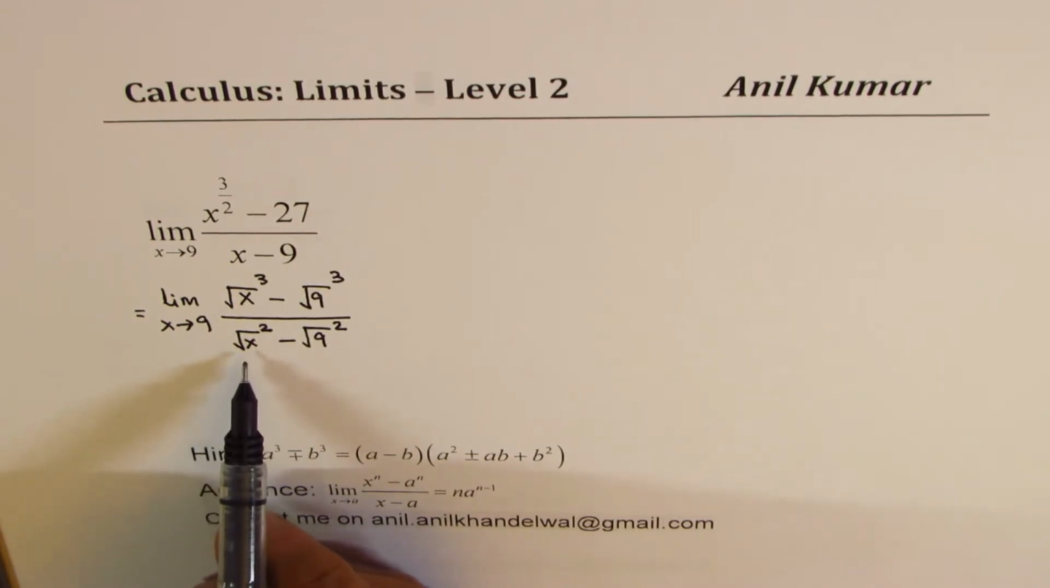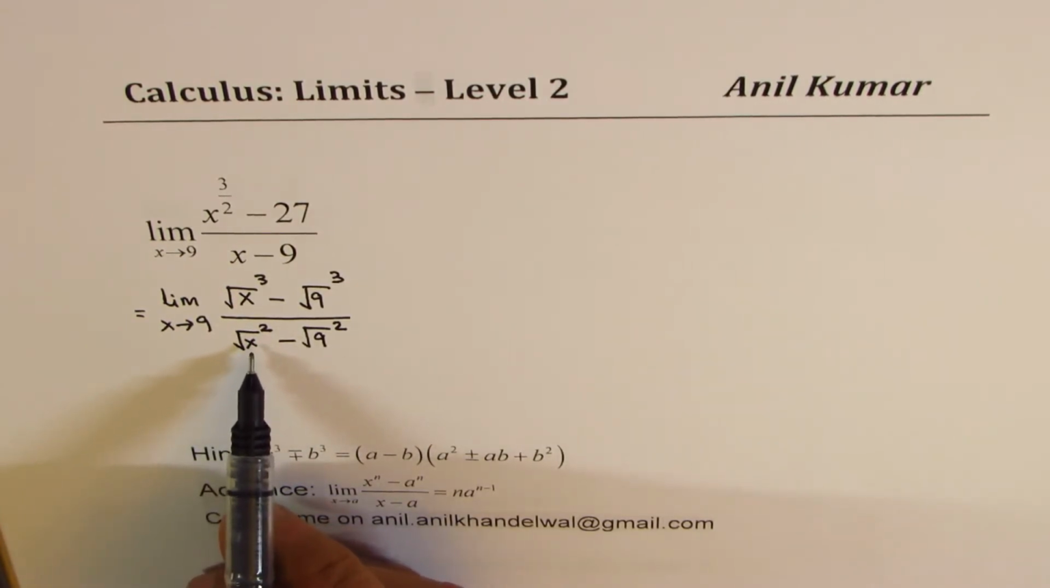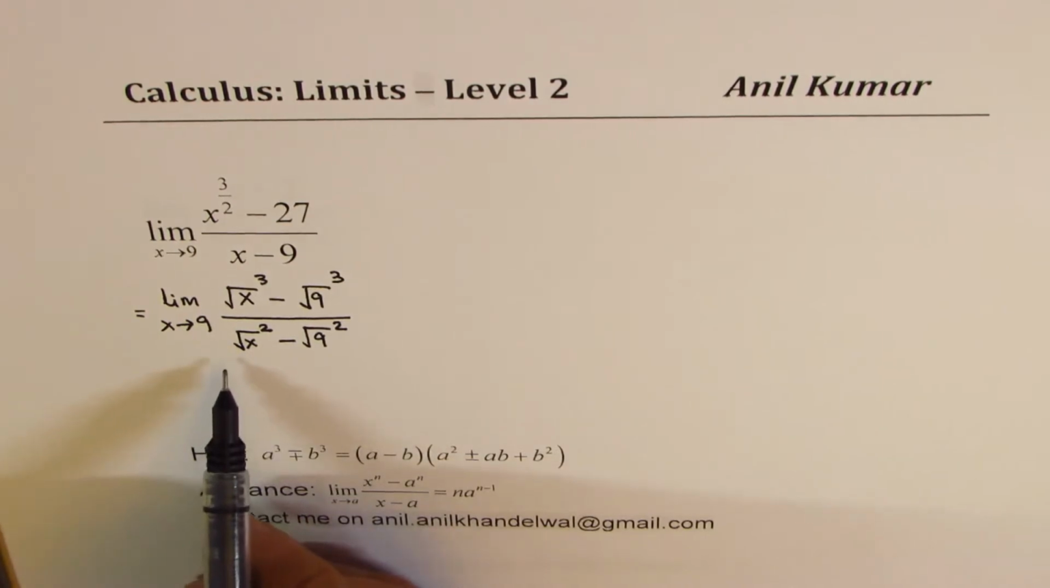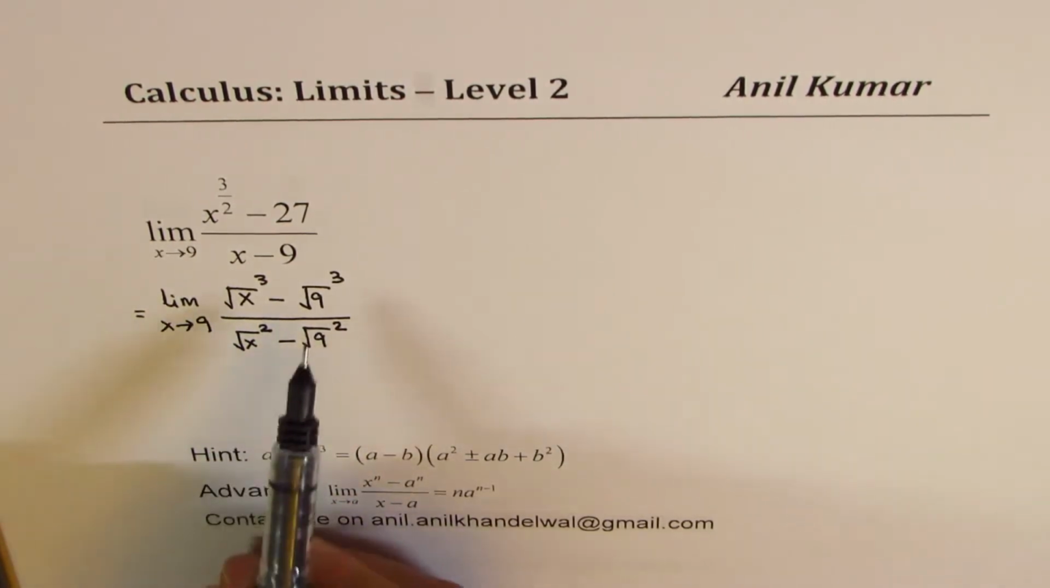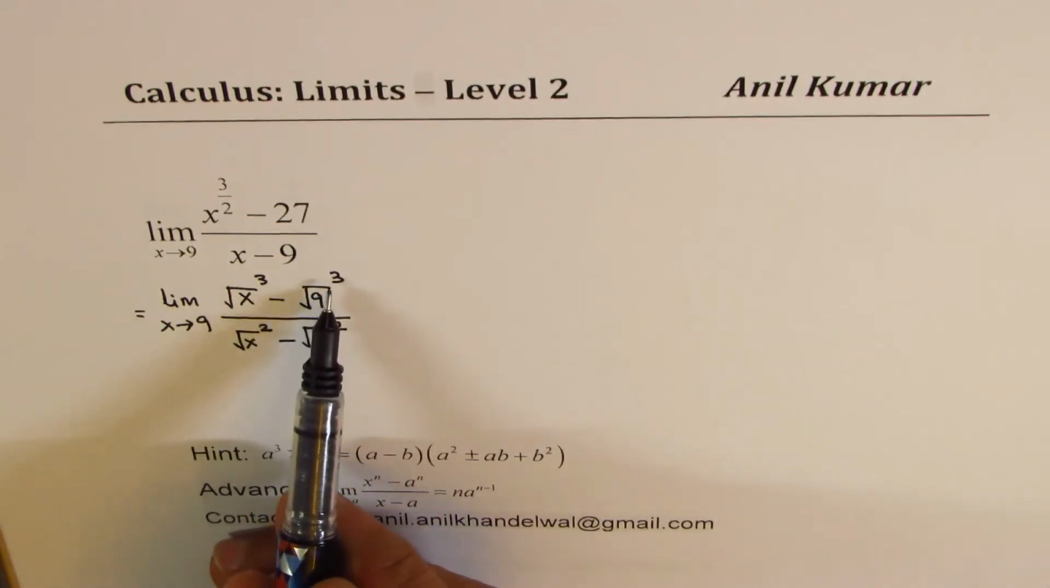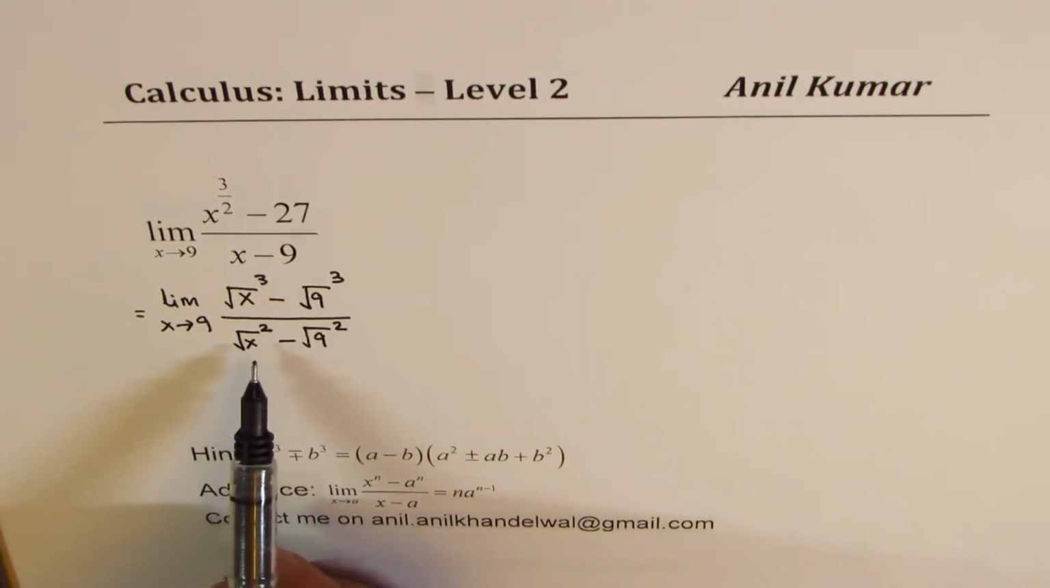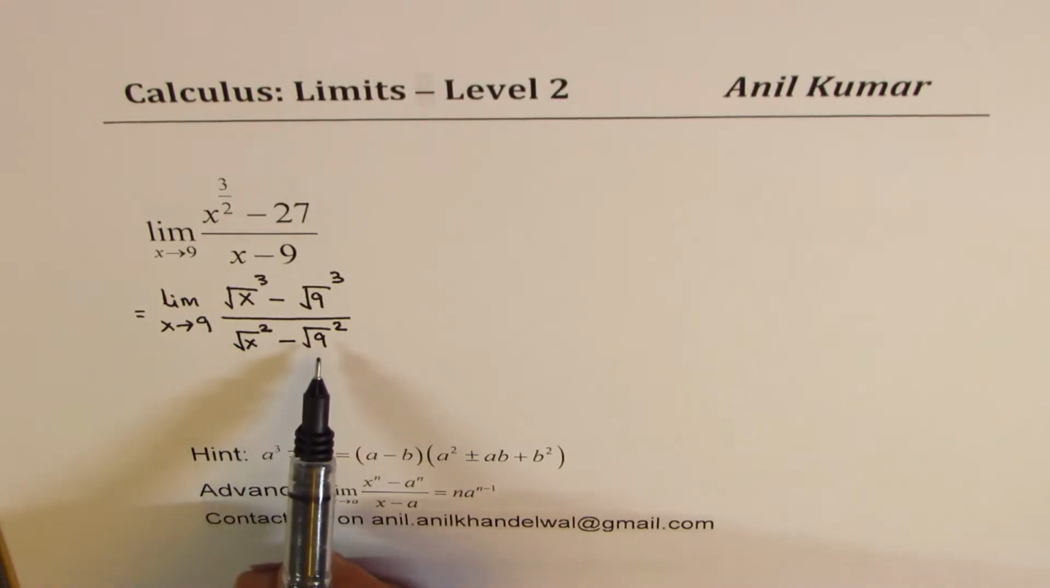Otherwise, you should remember that the square root of x squared is the absolute value of x, right? Okay, so I hope the first step is very clear. Now, we have a difference of cubes in the numerator. We have a difference of squares in the denominator.